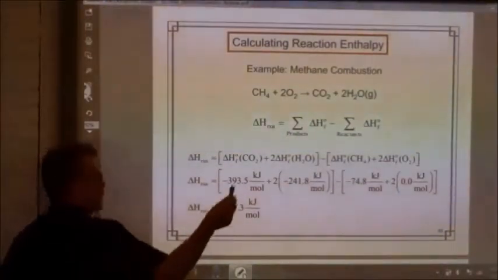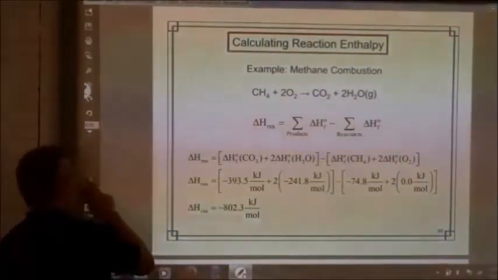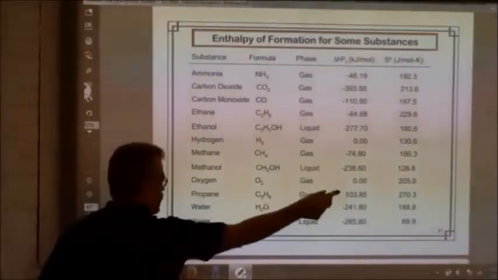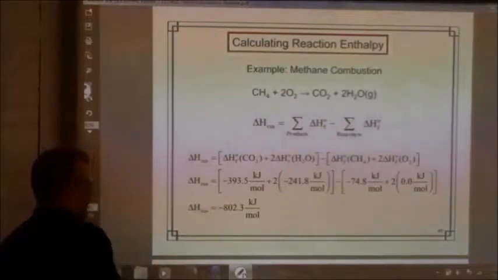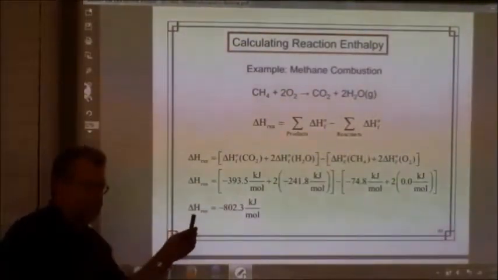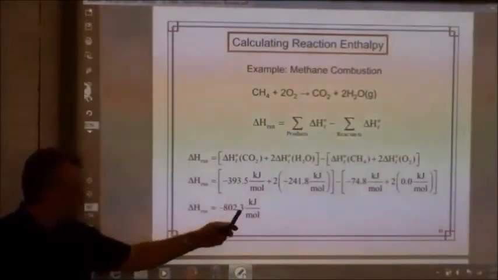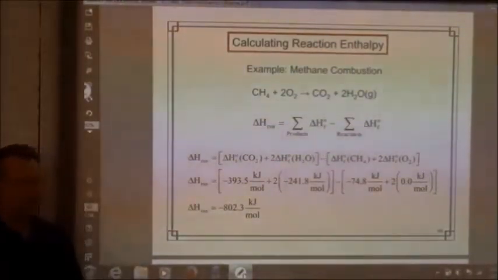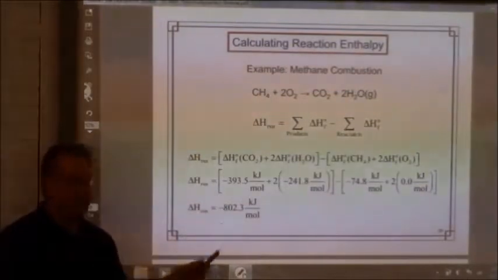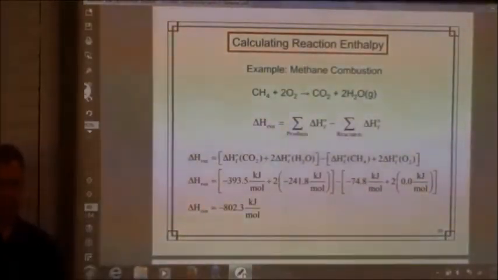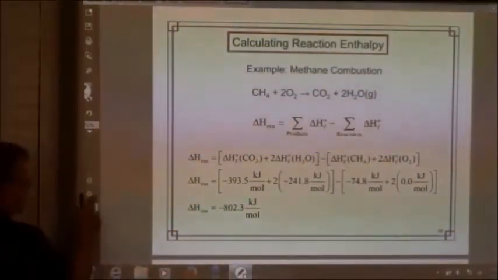Okay? So then we go back to the previous slide and look up all these values and substitute them into our equation, and we see that the change in enthalpy for this reaction is minus 802 kilojoules per mole of fuel. And this is a negative sign, which means that heat is released.